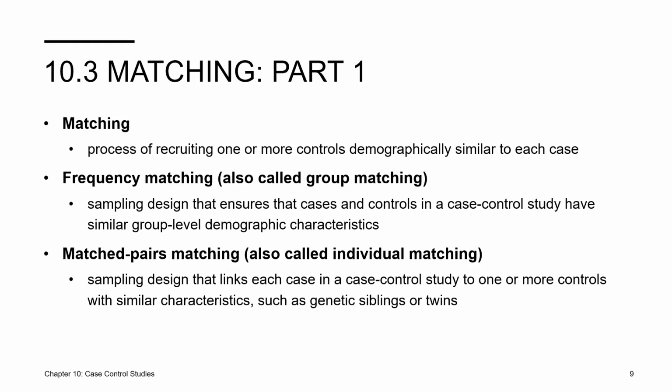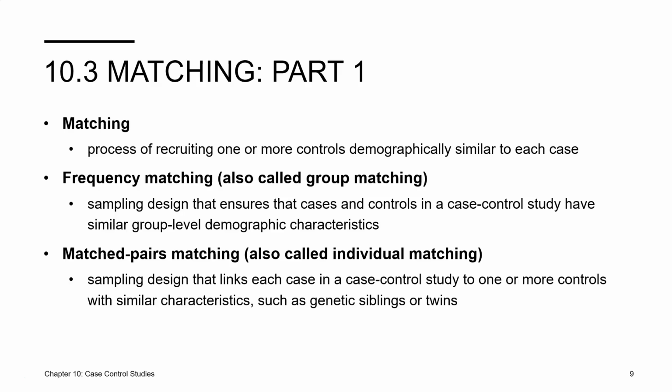Section 10.3 goes over matching, and so there's some different ways to match. There's a lot of different strategies for matching. Some people like it, some people don't, but it is a tool to help minimize bias in research studies, particularly case control studies. So matching, in general, is the process of recruiting one or more controls demographically similar to each case. One type of matching is called frequency matching, or you could also see it in the literature as group matching. And this is a sampling design that ensures that cases and controls have similar group-level demographic characteristics.